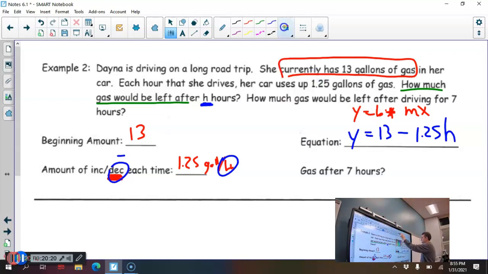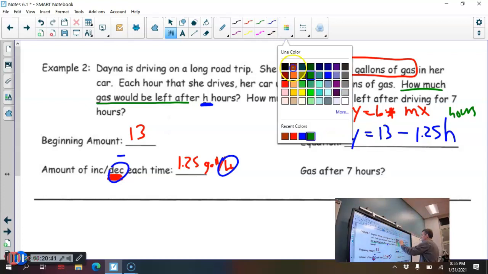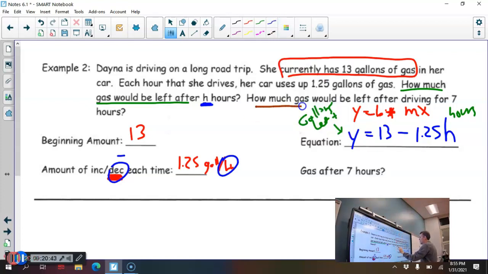So in this case, the H represents hours, and the Y represents how many gallons are left in her tank. Gallons left. All right, this problem asked an additional question. They asked how much gas would be left after driving for 7 hours.